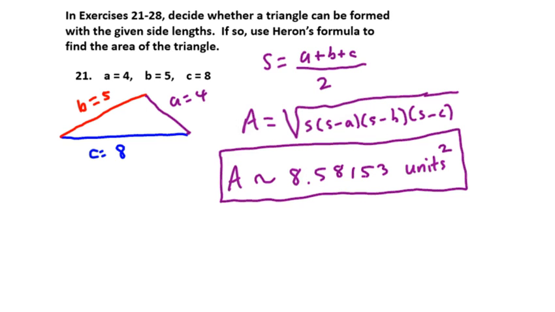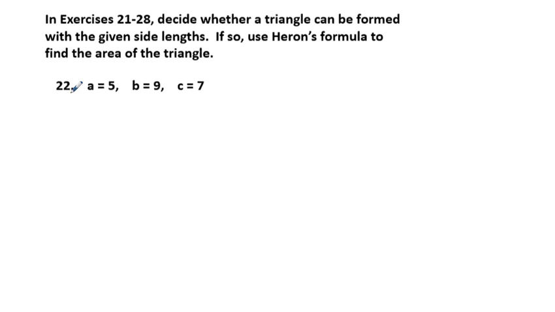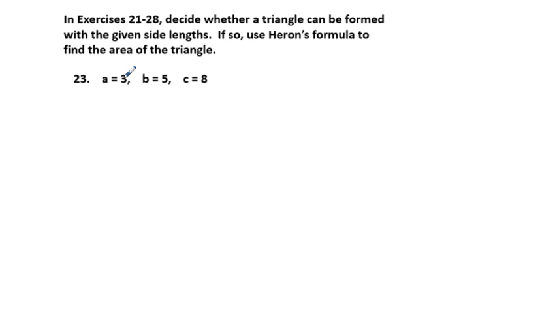And finally we go to problem number 23, where we have, again, the direction to decide whether a triangle can be formed with the given side lengths. If so, use Heron's formula. Oops, that's 22. Let's look at 23. We have A, B, C. In this case, C equals 8, and B equals 5, and A equals 3.